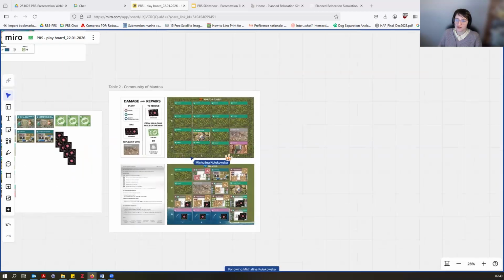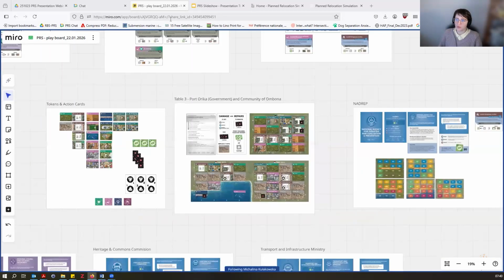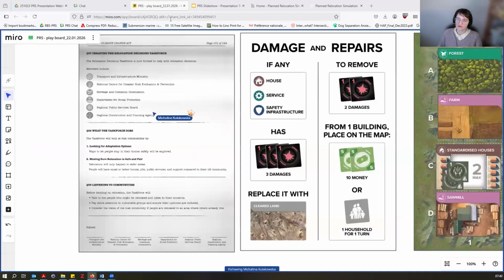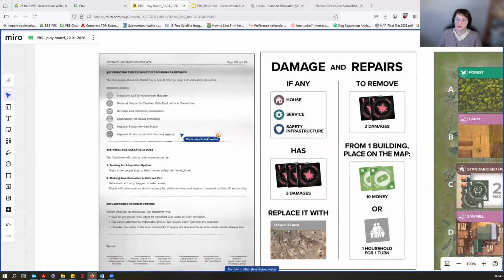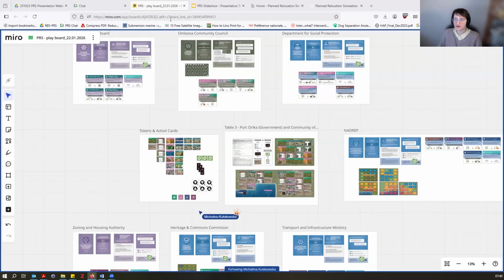So one of the tables is for the community of Mantoa, where we have maps of Mantoa and Mantoa Forest. And the other table will be for Puerto Rico. Both tables will receive some additional materials, such as some instructions, the extract of the Climate Change Act, which provides the setup of the simulation. And then by each table, you will have materials for each of the roles. We've mentioned that there are 11 roles.